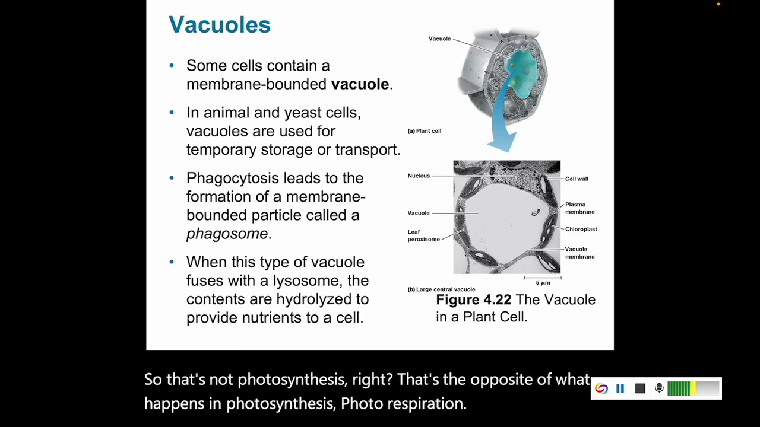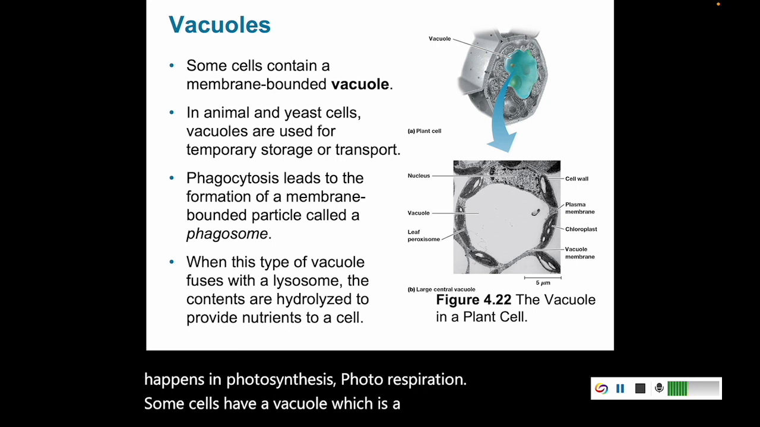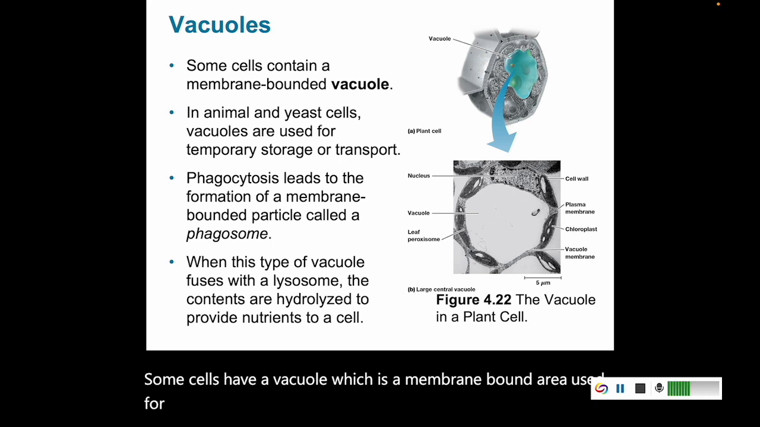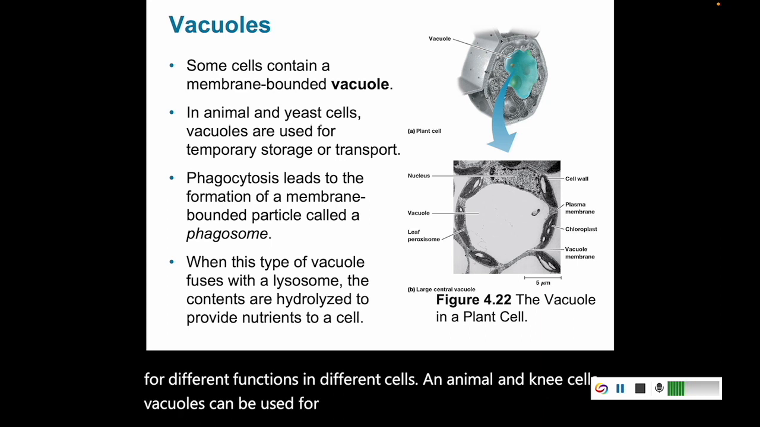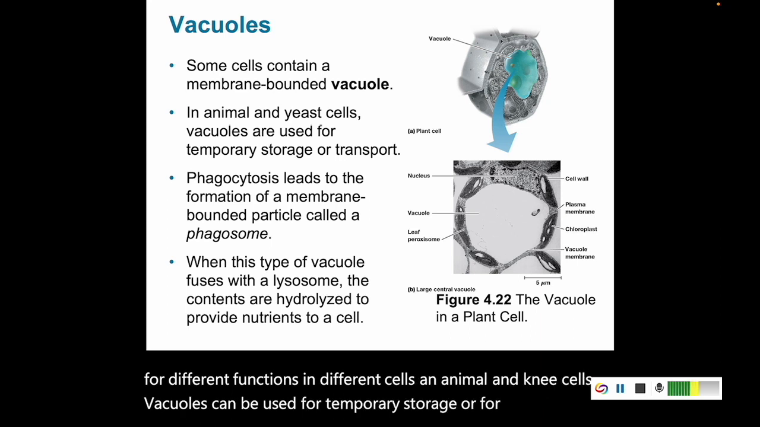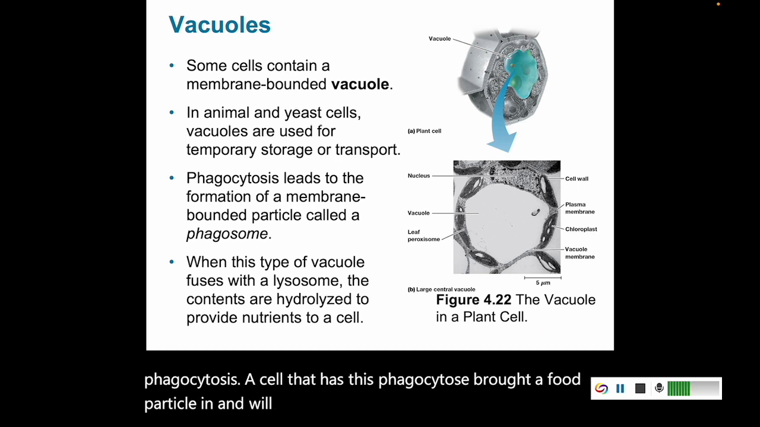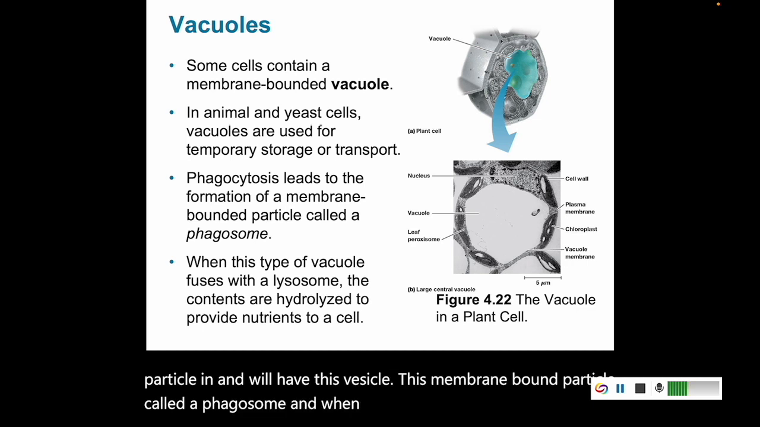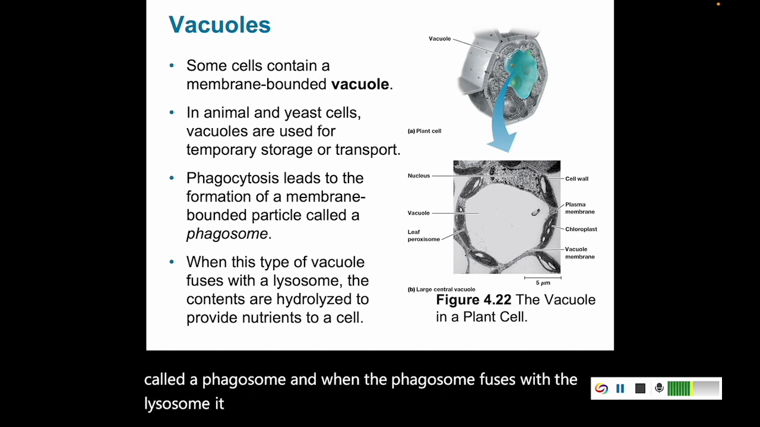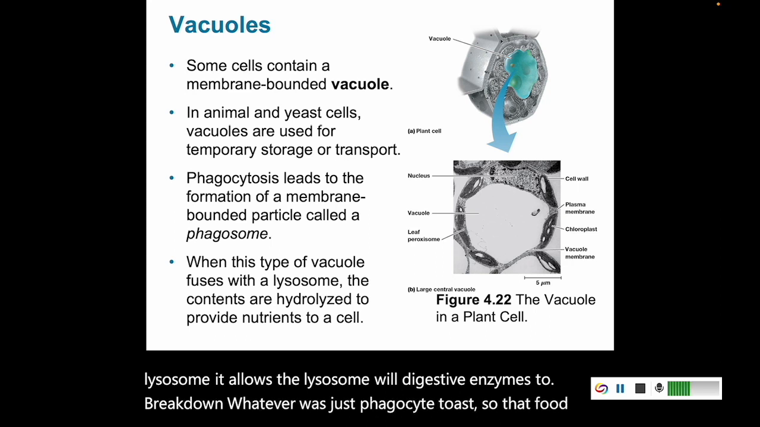Some cells have a vacuole, which is a membrane-bound area used for different functions in different cells. In animal and yeast cells, vacuoles can be used for temporary storage or for transport. After phagocytosis, a cell that has just phagocytosed a food particle will have this vesicle, this membrane-bound particle called a phagosome. And when the phagosome fuses with the lysosome, it allows the lysosomal digestive enzymes to break down whatever was just phagocytosed so that that food can be providing nutrients to the cell.